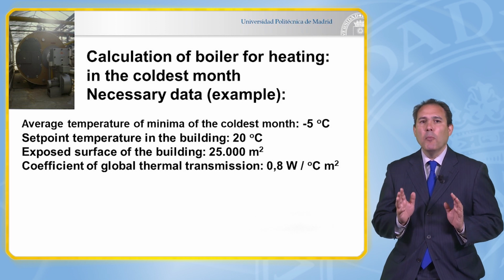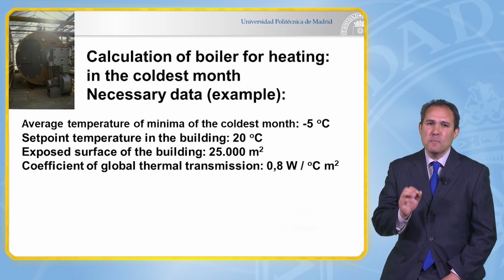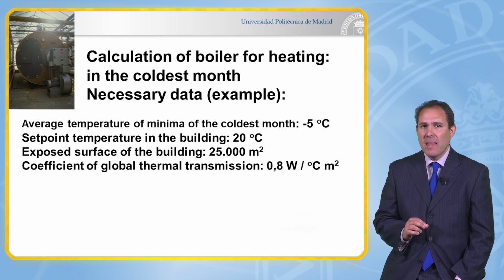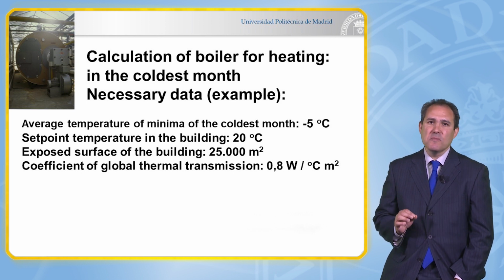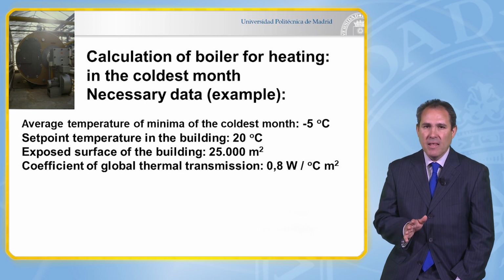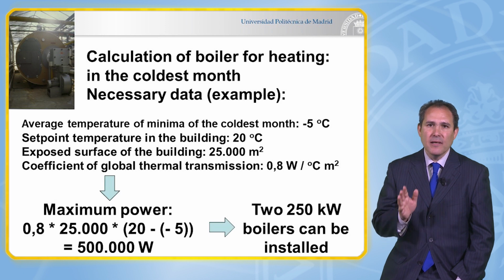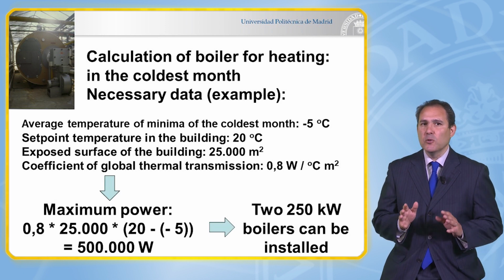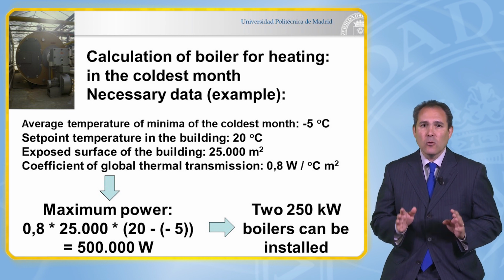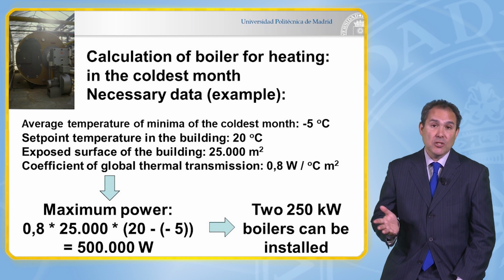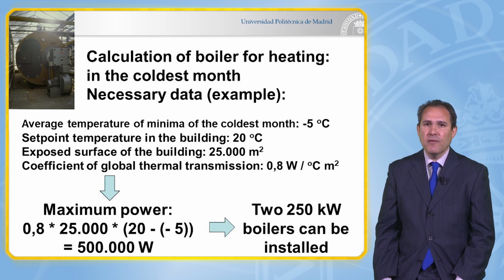For heating boilers, there is a specific calculation method that depends fundamentally on the overall thermal transmission coefficient of the building, which is multiplied by the exposed surface and by the thermal difference between the inside and the outside. The calculation is performed in the coldest month, which is considered the most unfavorable moment.